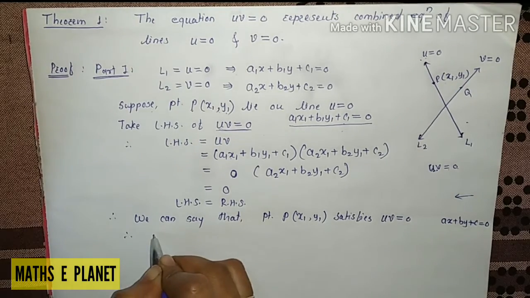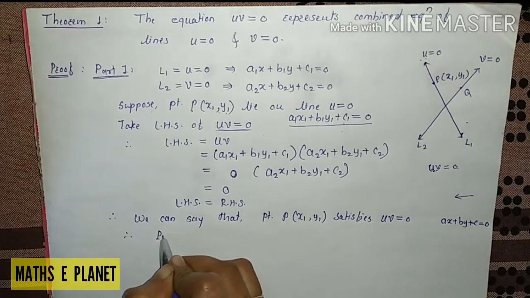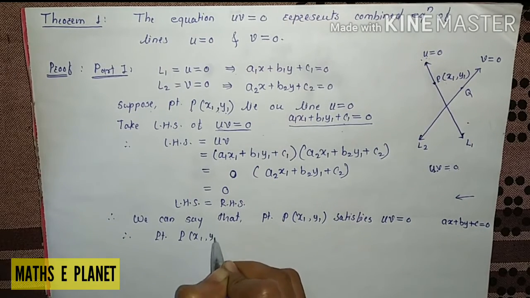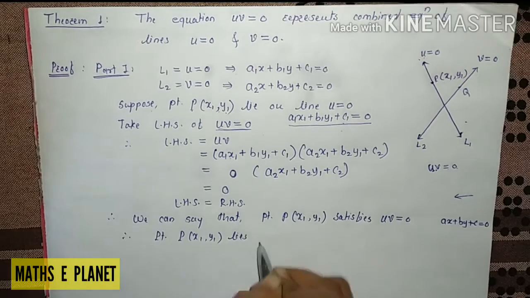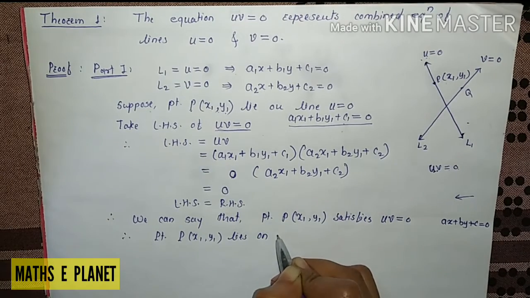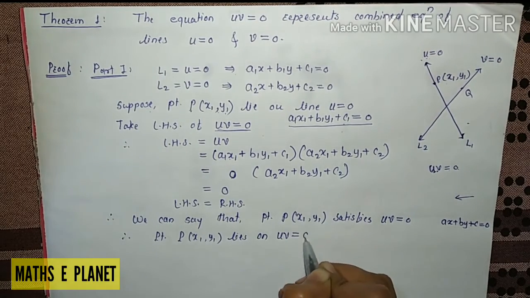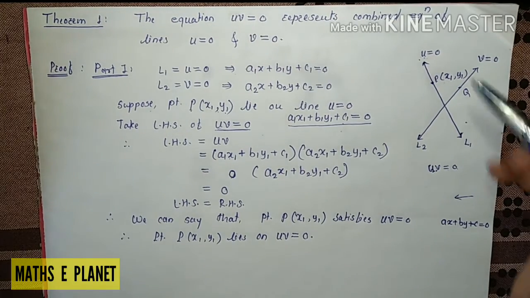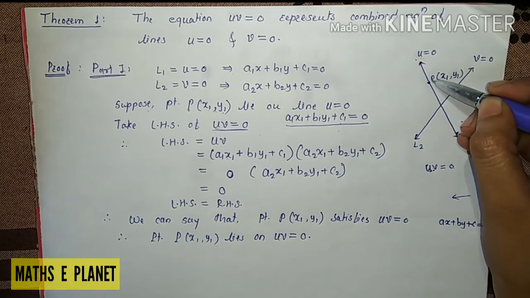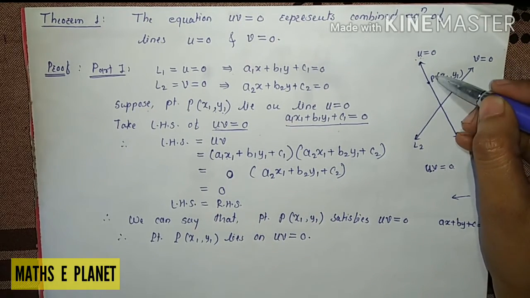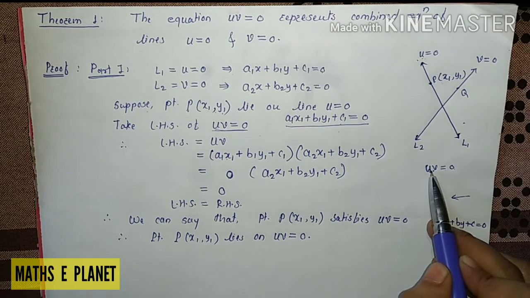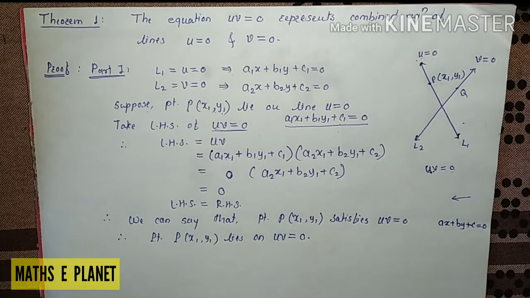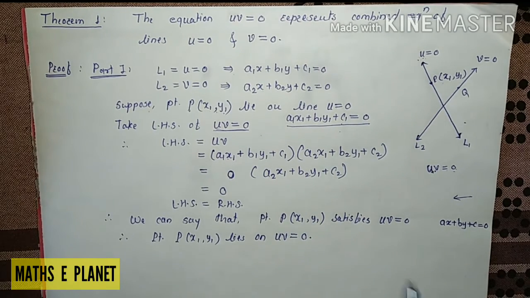Therefore, point P lies on locus u into v is equal to 0. It means we have proved here that if the point P is lying on u is equal to 0, then it lies on locus u into v is equal to 0. Similarly, it is not needed to prove this for the second point also.